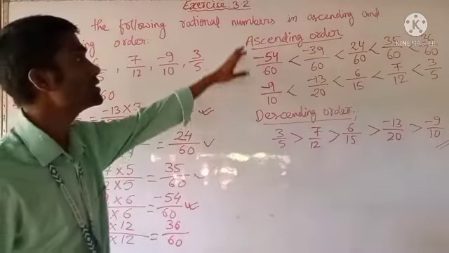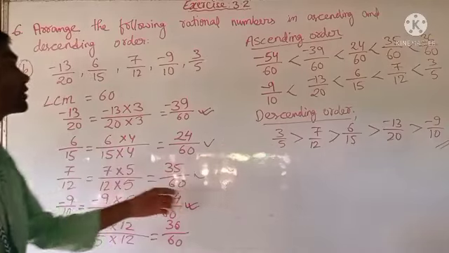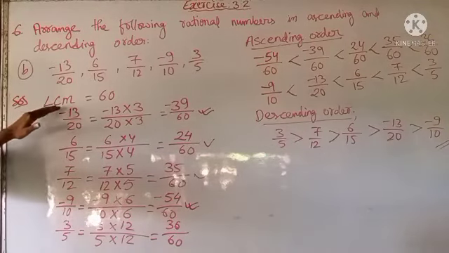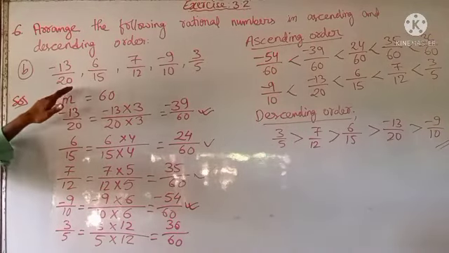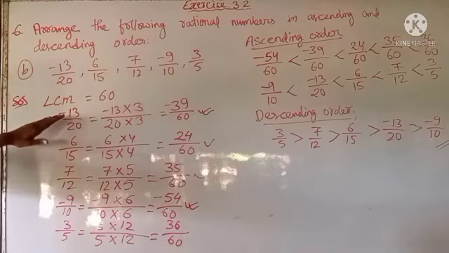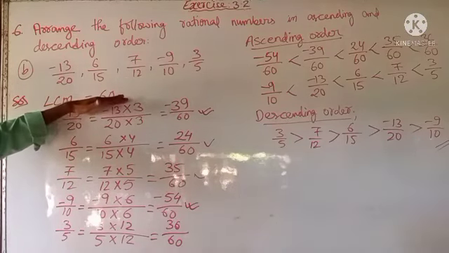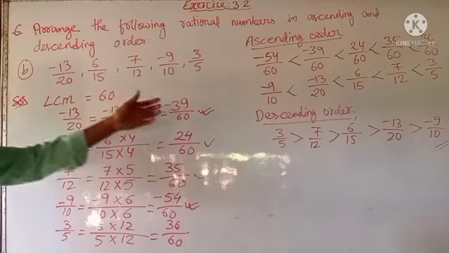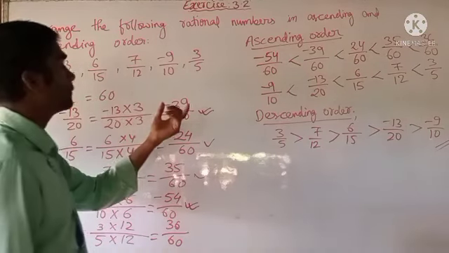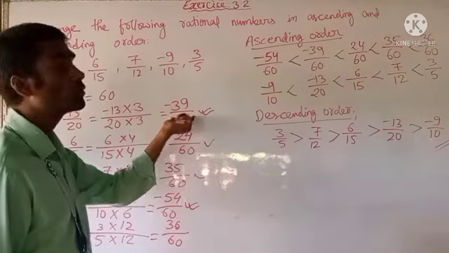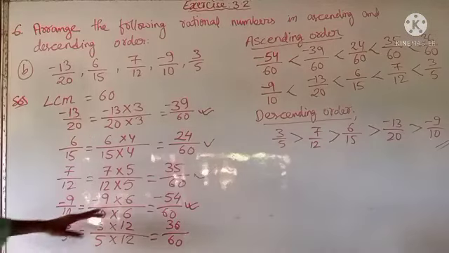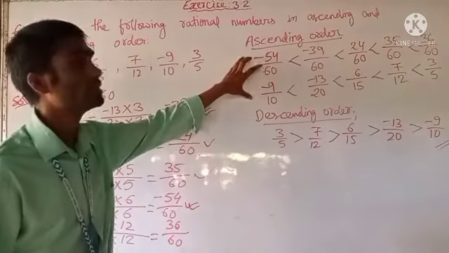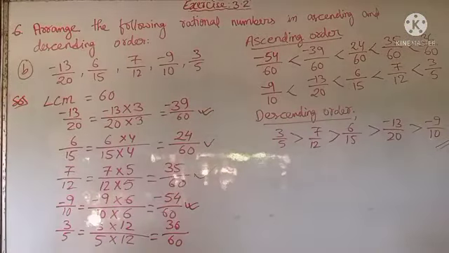In this way we can arrange in ascending order and descending order. The first thing we have to do is find the LCM of the denominators, and then after finding the LCM, we make these rational numbers have equal denominators, that is the LCM we got, and we can easily arrange them in ascending or descending order.